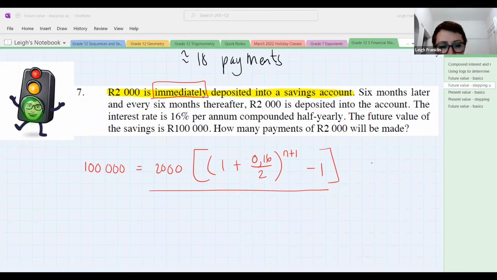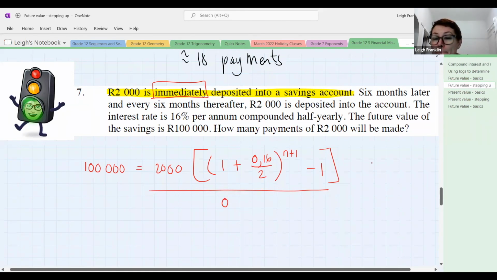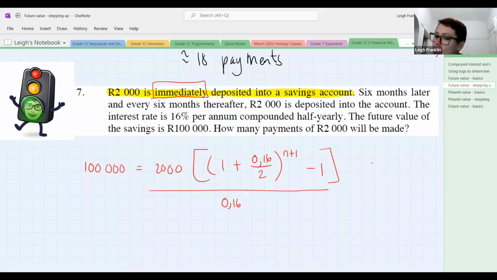Don't we also multiply the n by 2, or we don't? No, because remember, in this formula we're not working with compound interest. We're working with future value. So it's not the number of times that the interest was compounded. It's the number of payments that are made. Yeah, that's a fairly common mistake, Naliswa, with a lot of matric students.